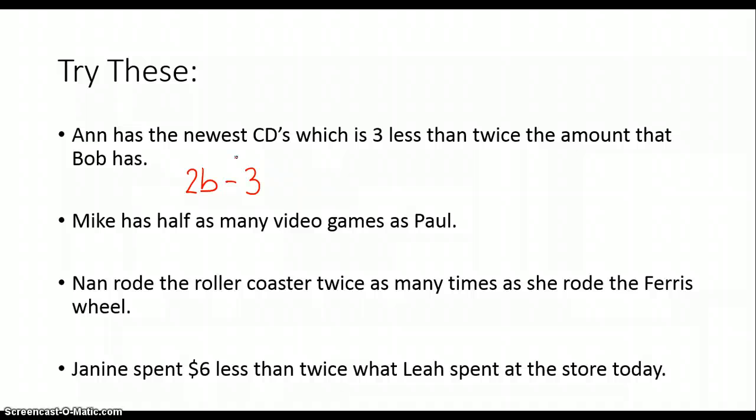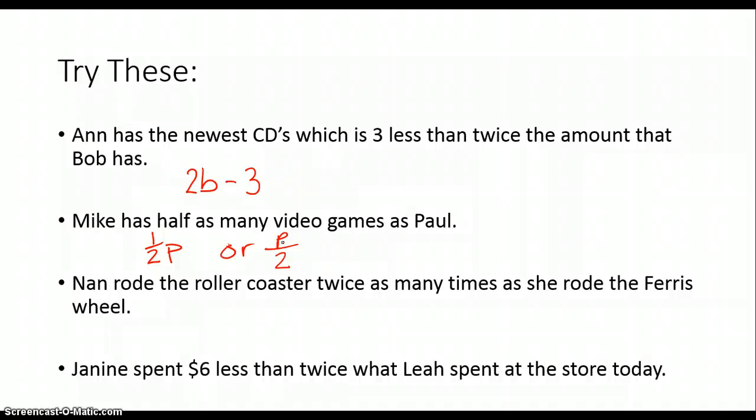In the next problem, Mike has half as many video games as Paul. Well, to figure out how many video games Mike has, we first need to know how many Paul has, and take half of that. Now remember when we were talking about decimals and fractions, and we said the word "of" implies multiplying. So we would have to take 1/2 times p. Or we could say p divided by 2, because half of p is p divided by 2.